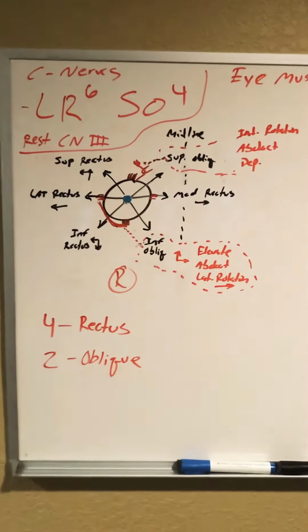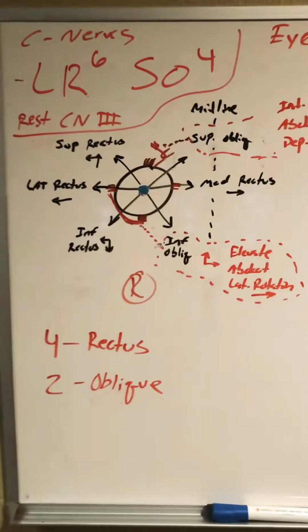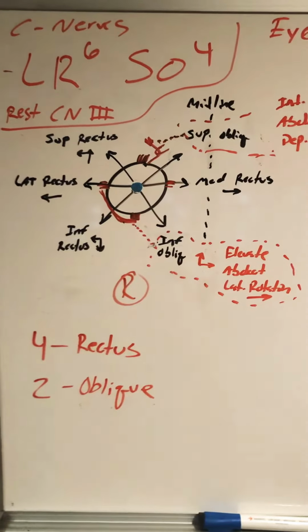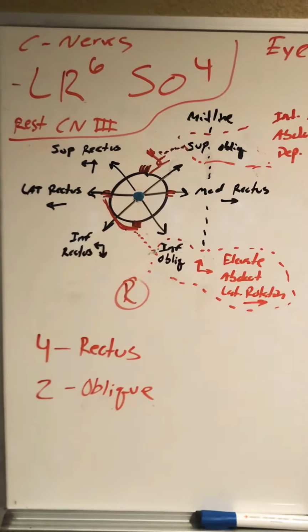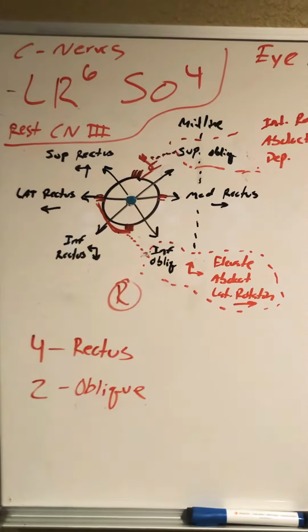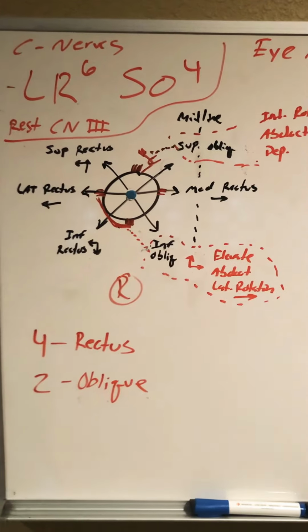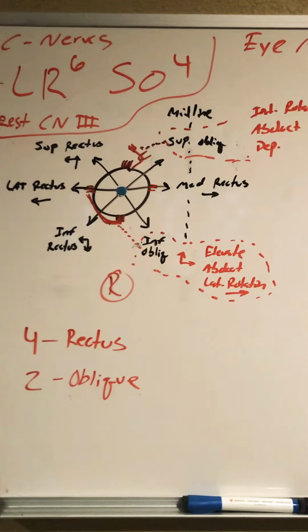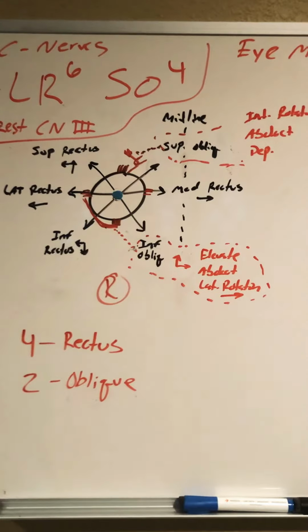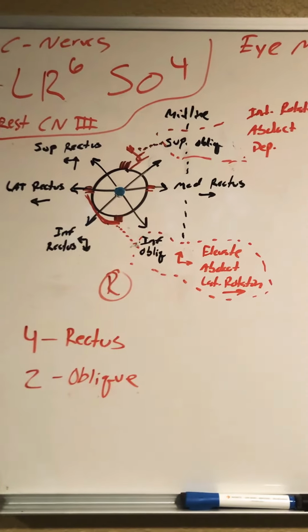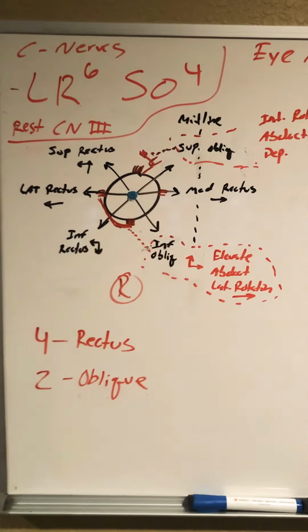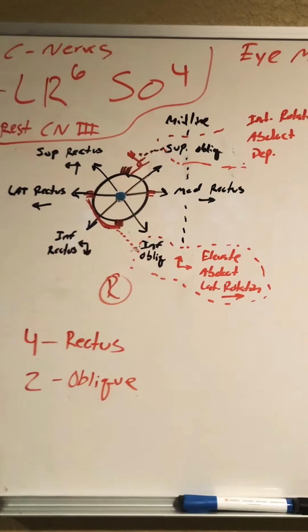All right, so next we're going to talk about the 4 rectus muscles, which you have superior rectus, which moves the eye up and laterally. You have lateral rectus, which moves the eye laterally. You have inferior rectus, which moves the eye inferior and lateral as well. And then you have your medial rectus, which pulls the eye to the midline of the body, or medially.